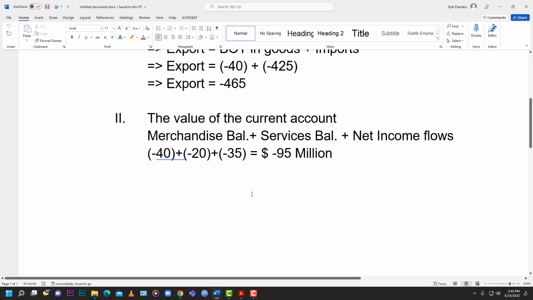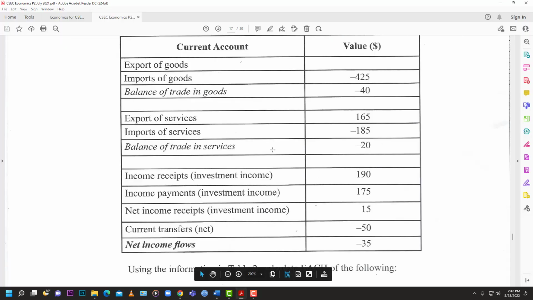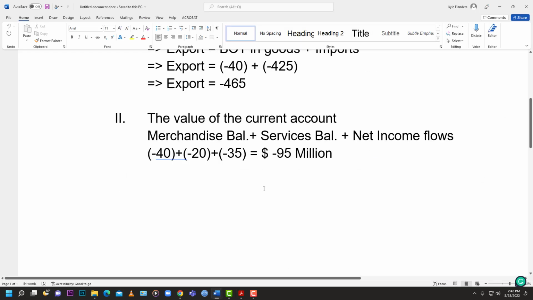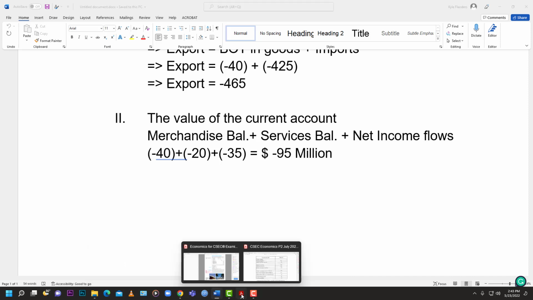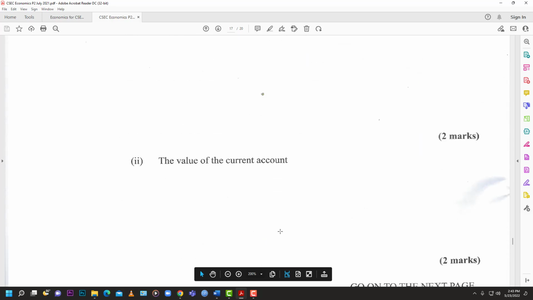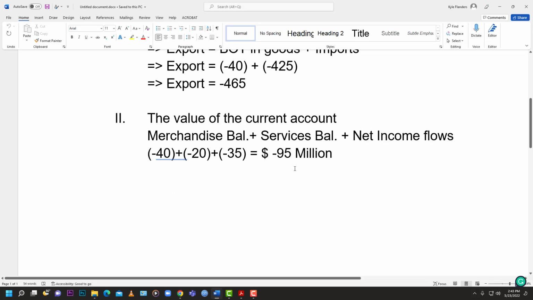And then we're looking for the service, invisible trade, and again we pull it from here. And so we have negative 20, all of them in millions, of course. Negative 20 right there. And then we're looking for the net income flows, and we have negative 35 million. This country is not really doing too good. Negative 35 million right there. And so when we add them all up together, we get negative 95 million. And that's how we get the answer for that one.